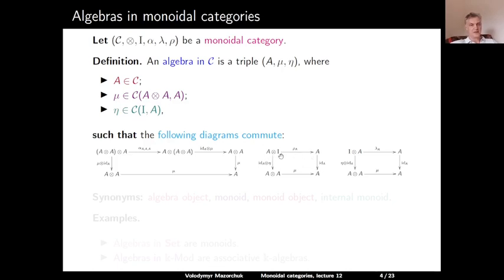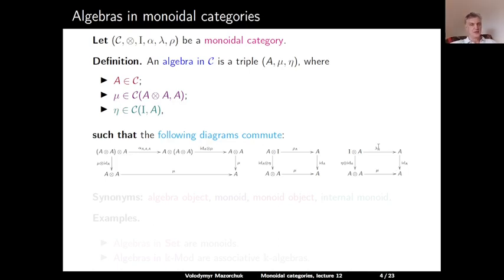Starting from A tensor the identity, we can apply the right unitor to go to A. Alternatively, we can apply eta to the identity factor. We end up at A tensor A. And here we can apply mu to go to A. So this diagram should commute. This is the right unitality diagram, and we have a similar left unitality diagram.